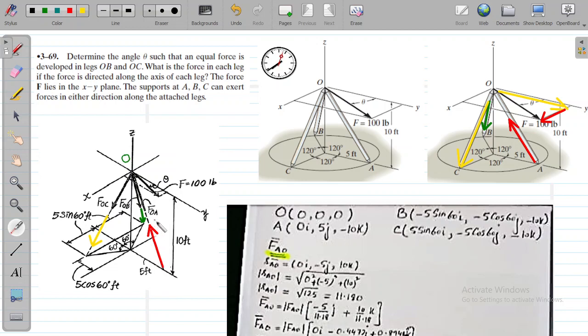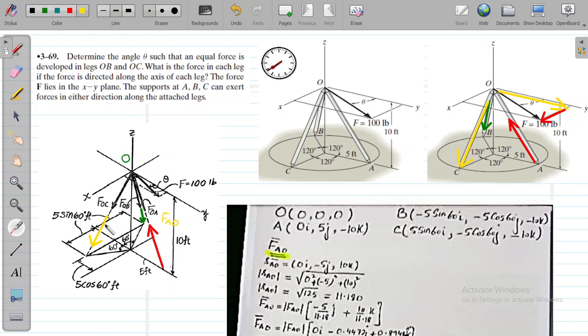For the other three forces, we have assumed that this is the direction of force AO, and again remember, this is a mistake by Mr. R.C. Hibbeler. This mistake must be clearly rectified. It should be FAO. The other two forces, if you look here, are basically FOC and FOB.